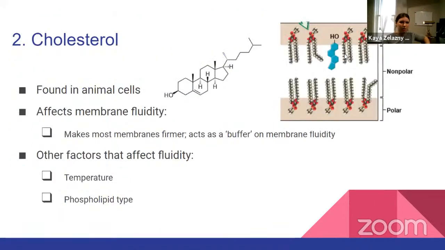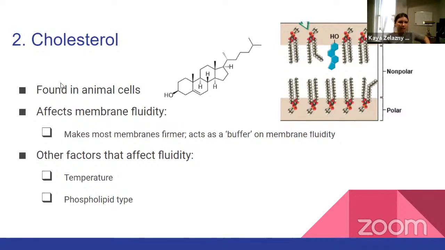So our second component of our plasma membrane is cholesterol. Cholesterol is a steroid, which means it's a lipid, which means it's a hydrocarbon. It's found in animal cells, but we're mainly thinking about animal cells, which is why it's on our list. So it wouldn't be in a plant.